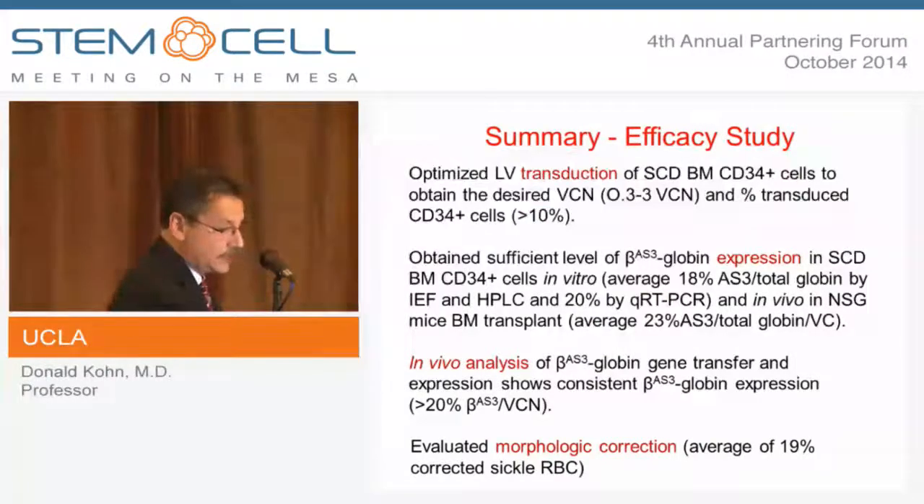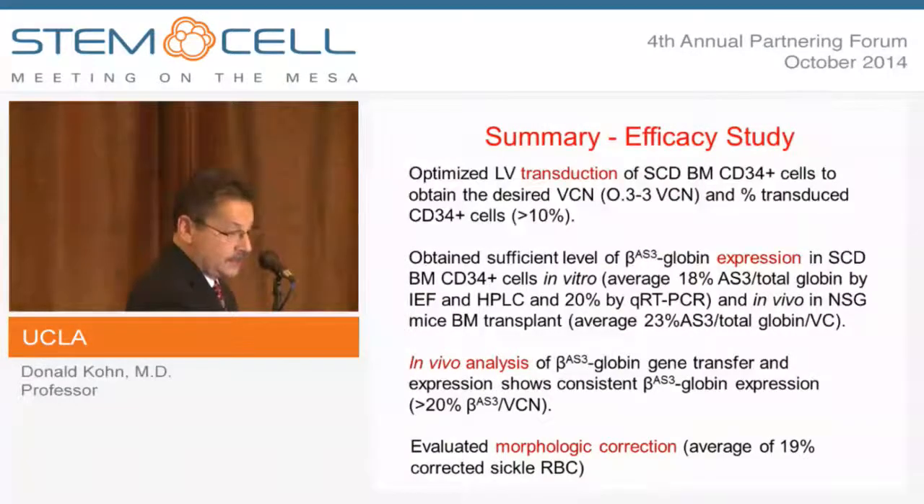And so just to summarize the preclinical efficacy studies, we optimized lentiviral transduction of the sickle bone marrow cells to obtain the desired vector copy number, which is between 0.3 and 3 copies per cell, and the percent transduced at least 10%. We showed that we get a sufficient level of this AS3 expression, which was about 18% of the total beta-like chains coming from a single copy of the vector.